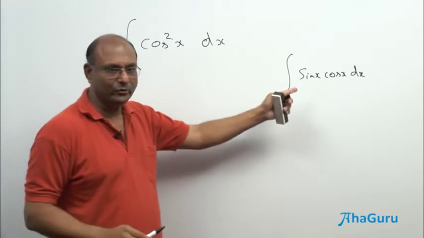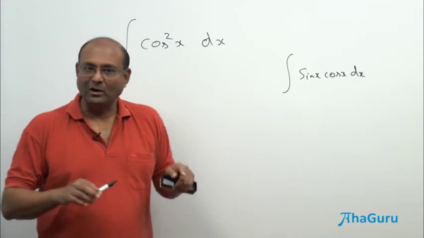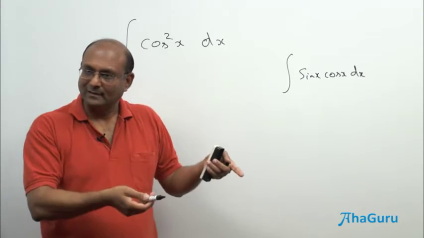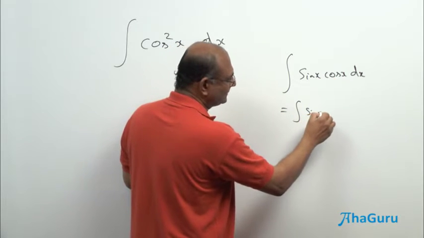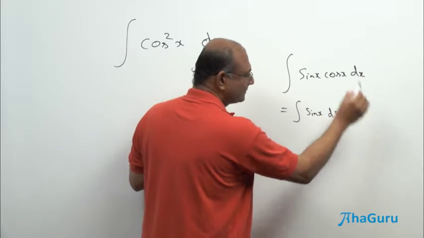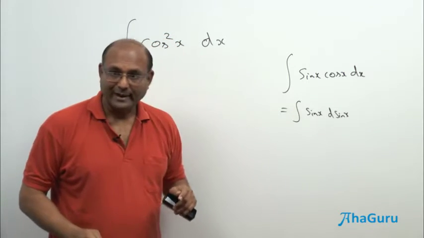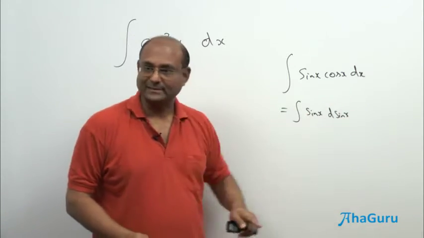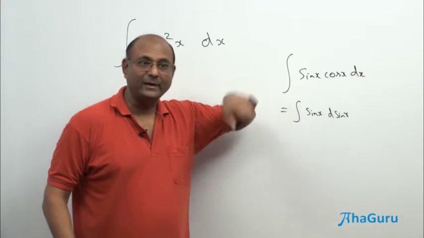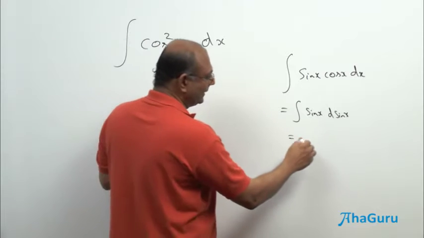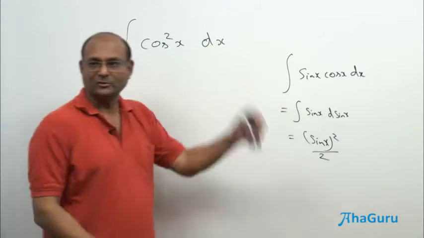Now this question we can do it in a slightly different way. I could take cos x inside. What is d of sin x? Cos x dx. So this basically becomes integral sin x d sin x, because d sin x is cos x dx. And then you can think of it as x dx, y dy, blob d blob. What is it? Blob square by 2. So in this case it's going to be sin x whole square by 2. So this is one way to solve it.